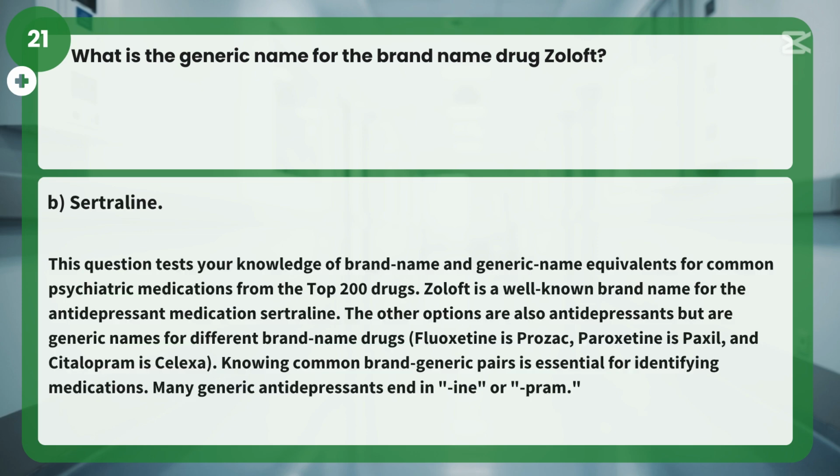Answer: B. Sertraline. This question tests your knowledge of brand name and generic name equivalents for common psychiatric medications from the top 200 drugs. Zoloft is a well-known brand name for the antidepressant medication sertraline. The other options are also antidepressants but are generic names for different brand name drugs. Fluoxetine is Prozac, paroxetine is Paxil, and citalopram is Celexa. Knowing common brand-generic pairs is essential for identifying medications. Many generic antidepressants end in -ine or -pram.